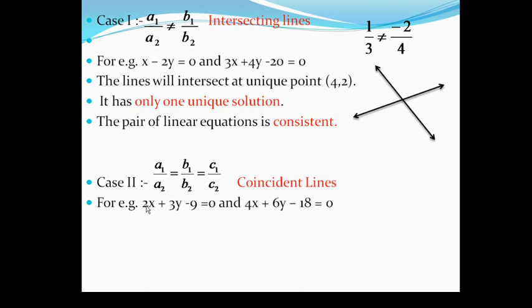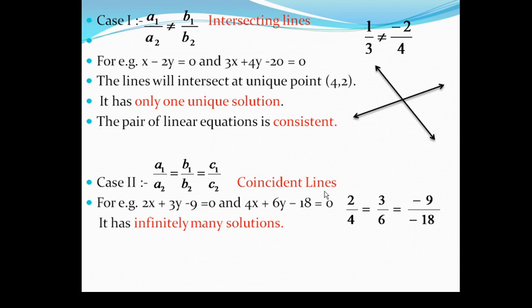So here a1 is 2, a2 is 4, b1 is 3, b2 is 6, c1 is minus 9, and c2 is minus 18. So let's compare. When we compare, minus and minus cancel out, 2 upon 4 is 1 upon 2, again 1 upon 2, and again 1 upon 2. All the three ratios are equal. That means the lines are coincident lines. Coincident means one line lies above the other line. So it has infinitely many solutions.